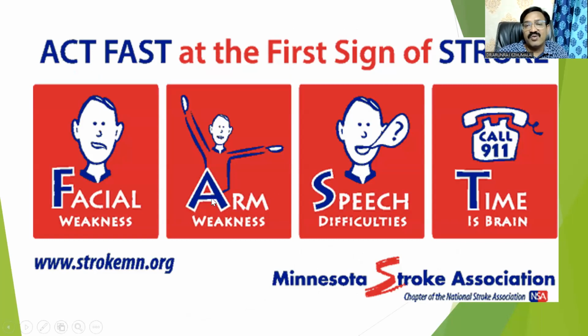FAST is the acronym for facial weakness, arm weakness, speech difficulty, and time is brain. When these things are there, you have to act very fast, call 108 and everything, and get ready to thrombolyse.